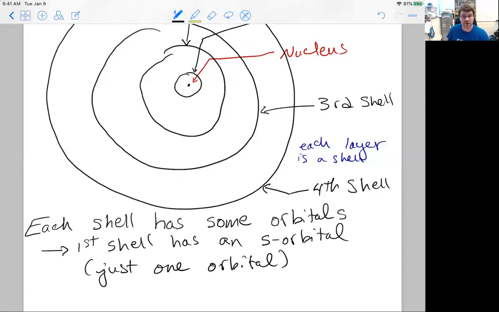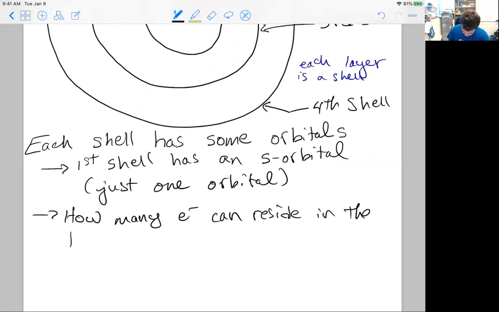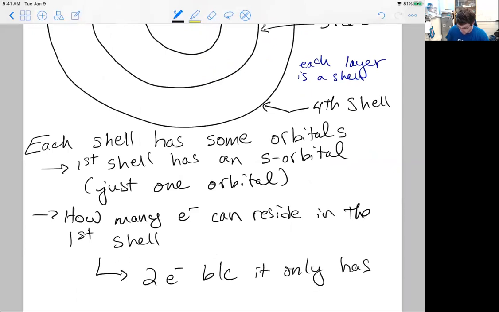But before I get to those other shells, I want to ask the question, how many electrons can fit, or can reside in the first shell? And the answer is 2. 2 electrons total can fit into the first shell. And the reason why is because it only has one orbital. And I don't care what type of orbital it is. It's an s orbital, just to be clear. But every single orbital can only hold 2 electrons.